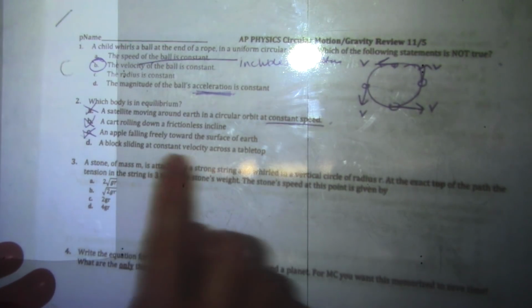Radius would stay the same, and the magnitude of the acceleration would be constant. Magnitude meaning not direction, because the direction of the acceleration absolutely changes. It's pointing to the center at all times. Equilibrium, meaning balanced forces, not accelerating. It's tempting to put A because this is constant speed, but because it is changing direction, it technically does have an acceleration of v squared over r. Cart rolling down a frictionless incline would for sure accelerate. Free fall definitely accelerates with g, and then sliding at a constant velocity, that one is an equilibrium.